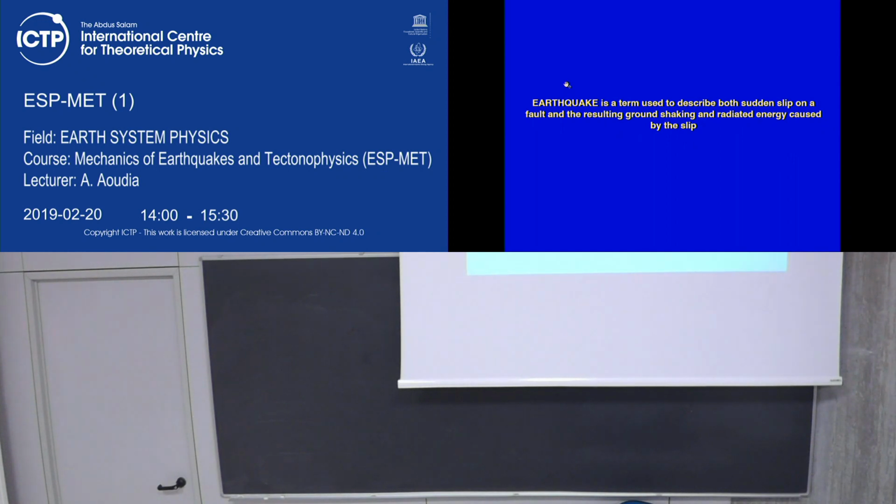So this is maybe my favorite description of what an earthquake is, okay? Maybe you've seen it in the first semester, but you will see it again in the second semester. We'll get into details on some different aspects. So an earthquake is a term used to describe both sudden slip on a fault and the resulting ground shaking and radiated energy caused by the slip. Okay? So the wording here is very important.